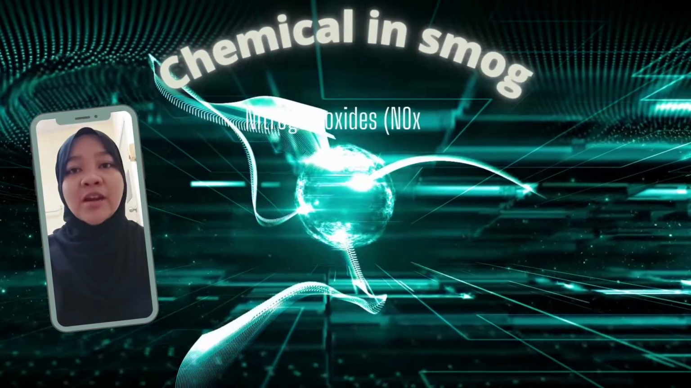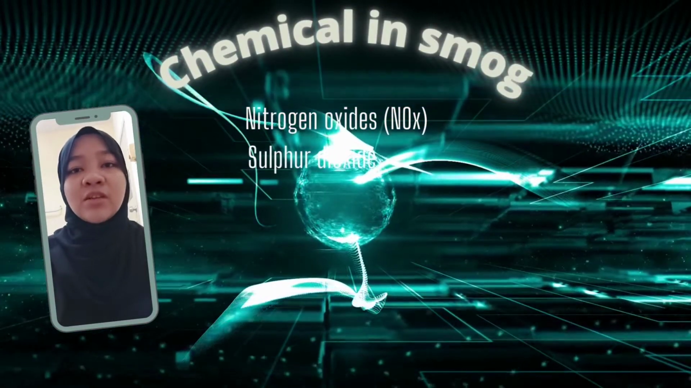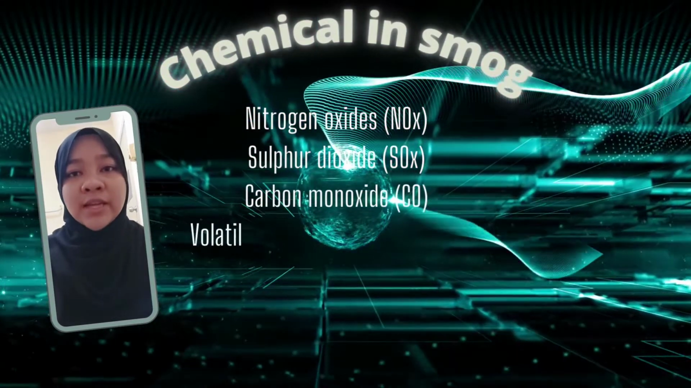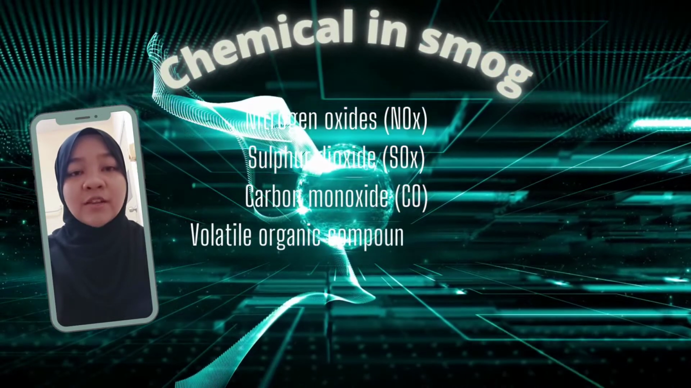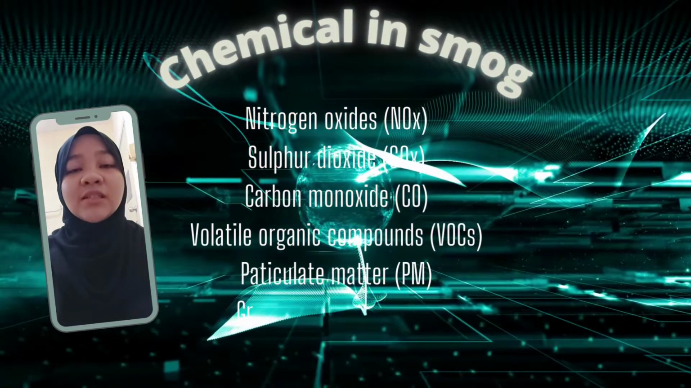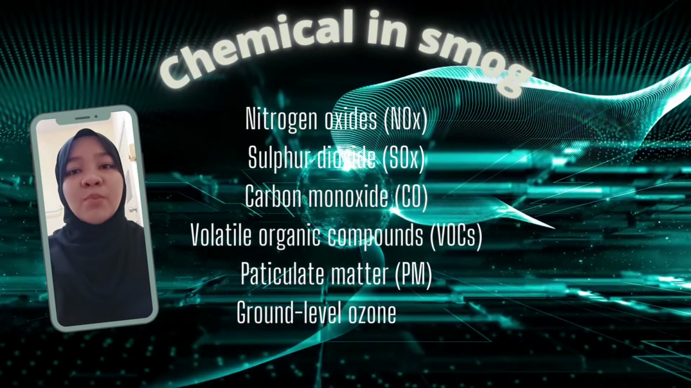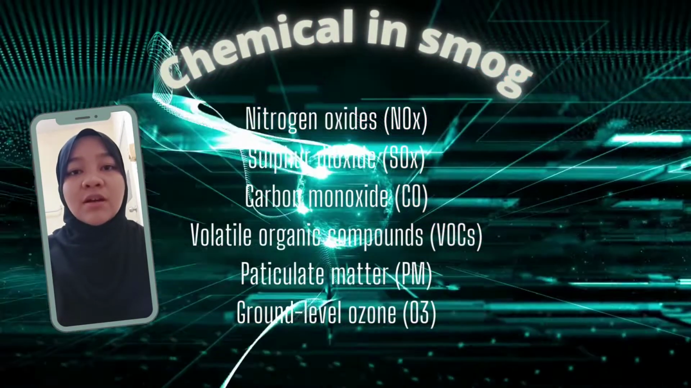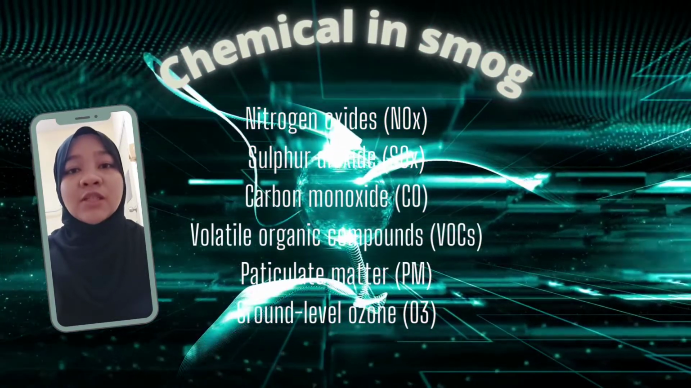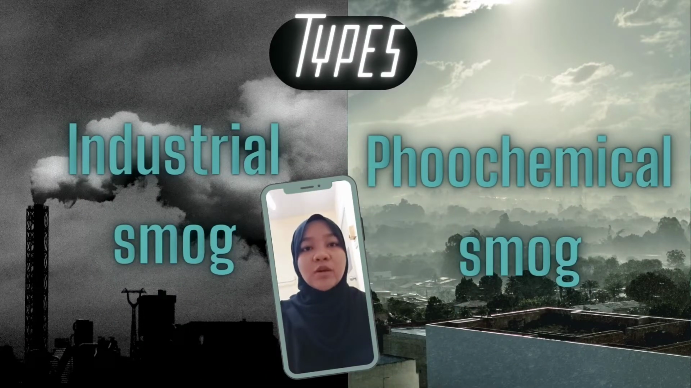Smog is made up of many chemicals including nitrogen oxide, sulfur dioxide, carbon monoxide and volatile organic compounds. But the two main components of smog are particulate matter and ground level ozone. There are two types of smog, which are industrial smog and photochemical smog.